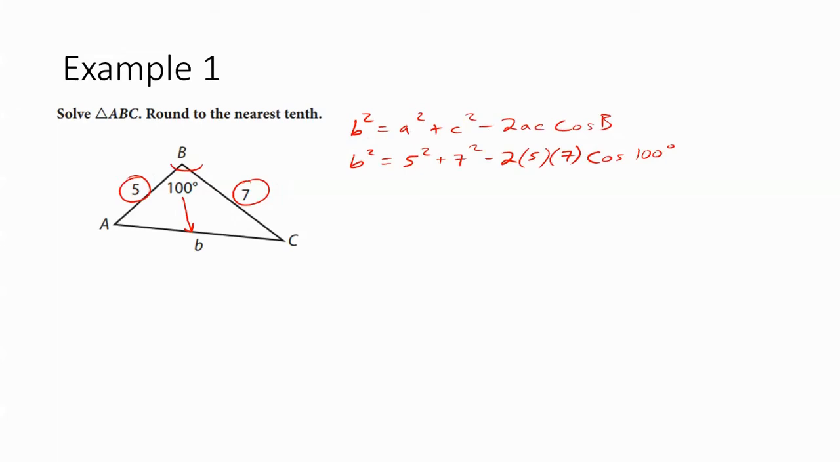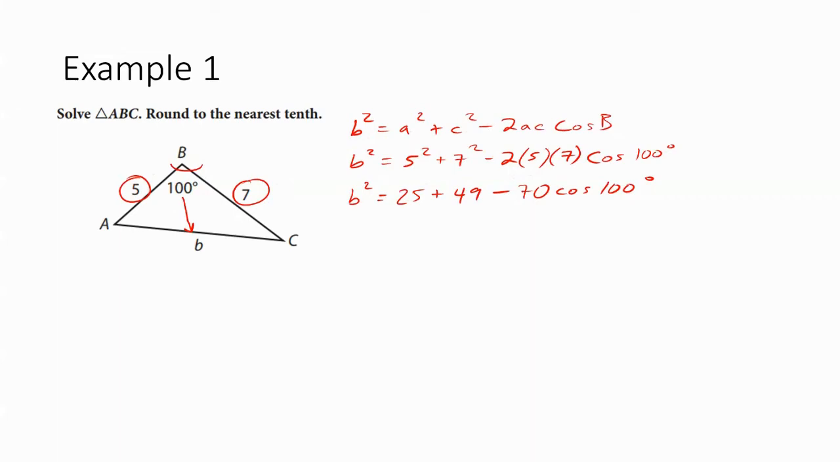Now, here comes the crazy part. A lot of this is just calculator based. 5 squared is 25. Don't forget this is B squared. This is 25, right? Because 5 squared is 5 times 5, and 7 squared is 7 times 7. We have negative 2 times 5, that's negative 10. Negative 10 times 7 is negative 70. And then we have cosine of 100 degrees. All right, so in your calculator, 100.